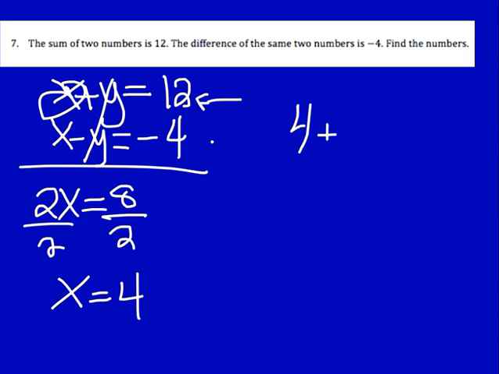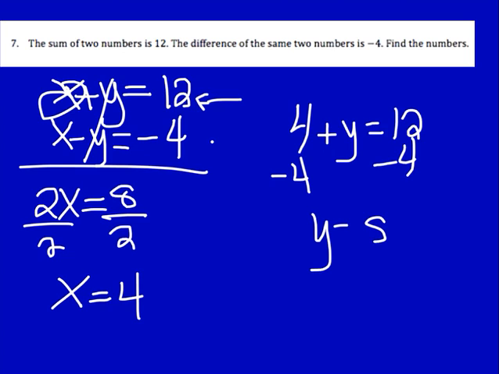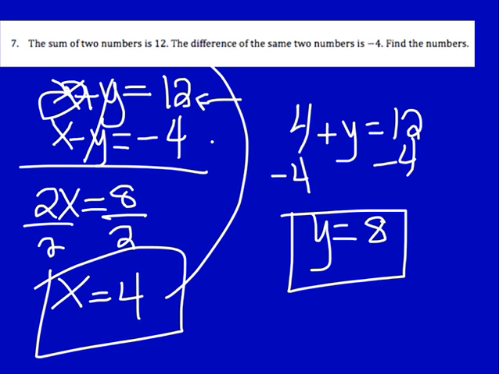And then I'm going to have y, and then I'm going to have 12. So then we're going to subtract 4 from both sides, and I end up getting that y is equal to 8. If you were worried about your answer, you can always go ahead and check it. Do the two add to 12? Do the difference of them equal -4?